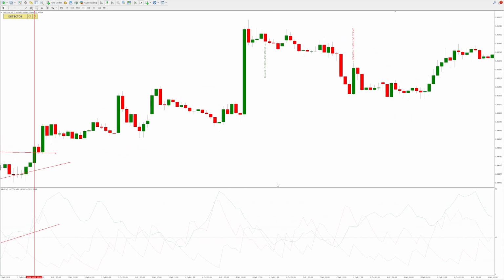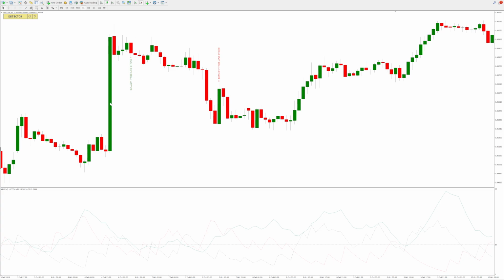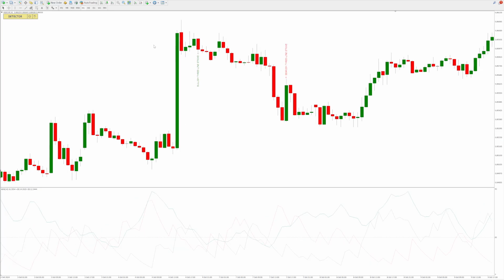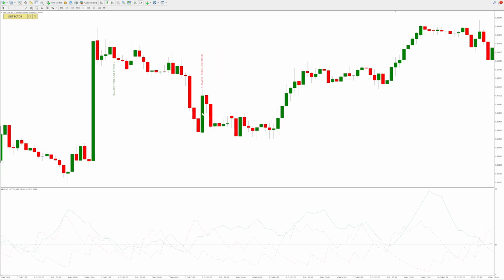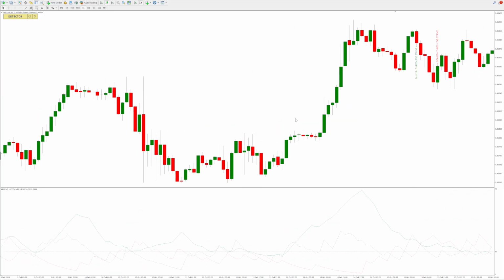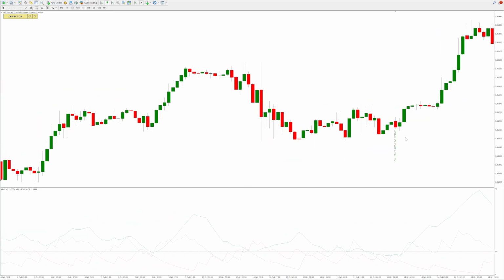So if we move along, we're probably going to ignore this one just simply because we've had this big candle here. That's an NFP candle. You wouldn't really want to trade around that, just too volatile. So do we have any more bullish ones on this particular trend?